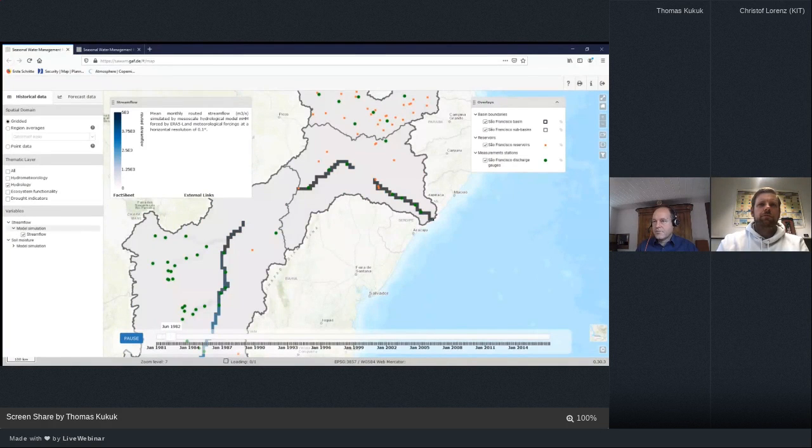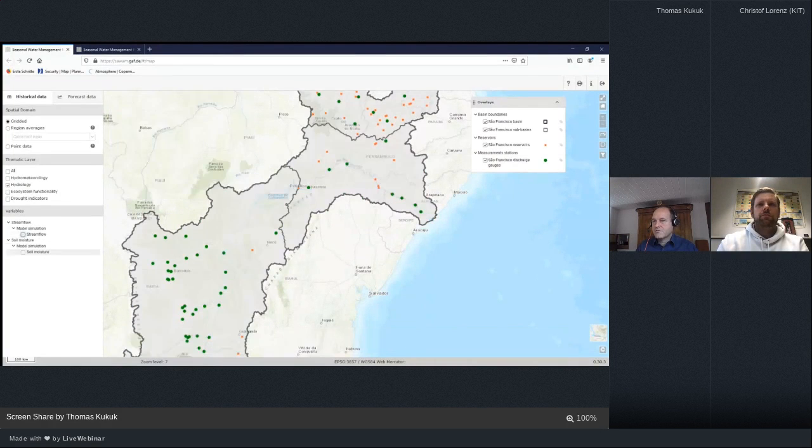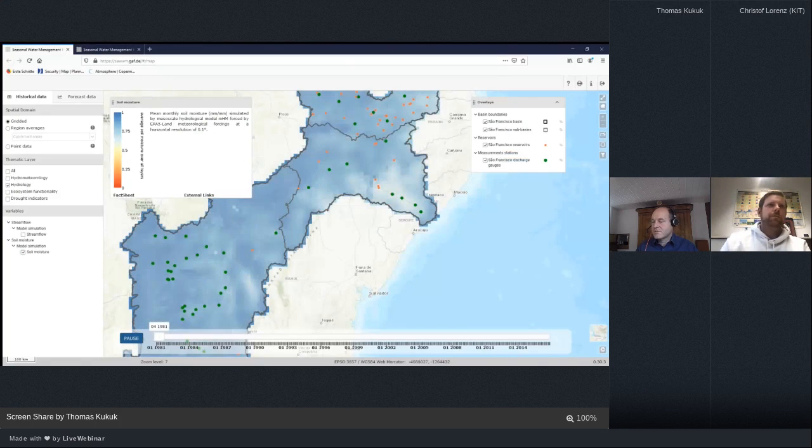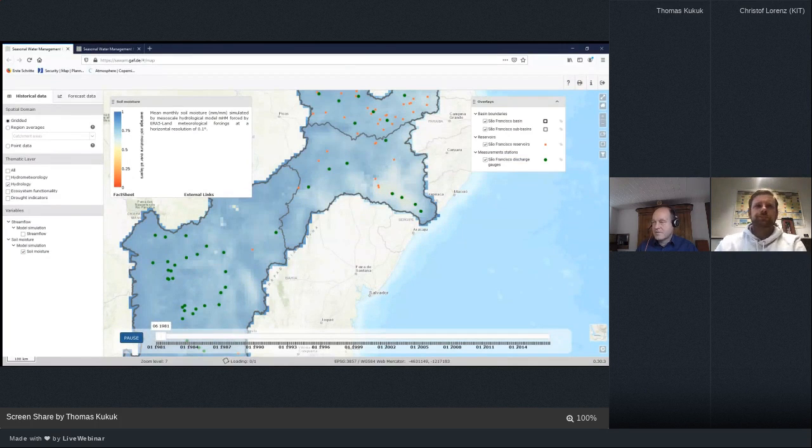Okay, further information which is quite important is the soil moisture information. This is a gridded data set as well. It shows changes in the soil moisture, which is quite important information for the dam management and the availability of water, and what can be expected here.